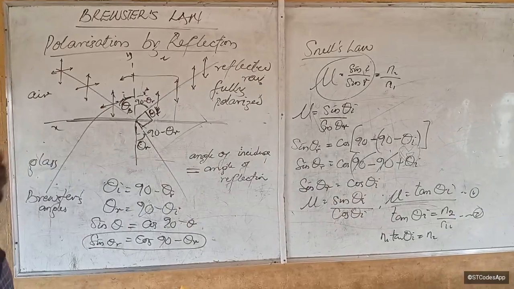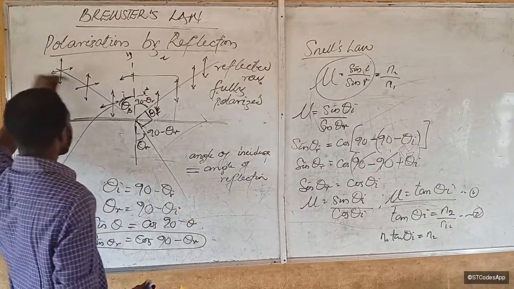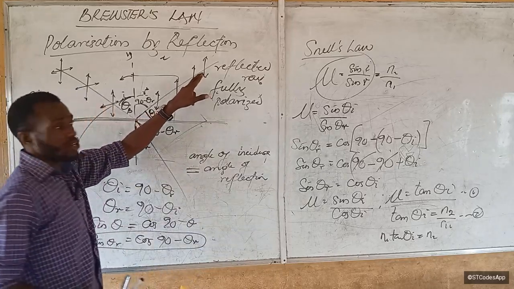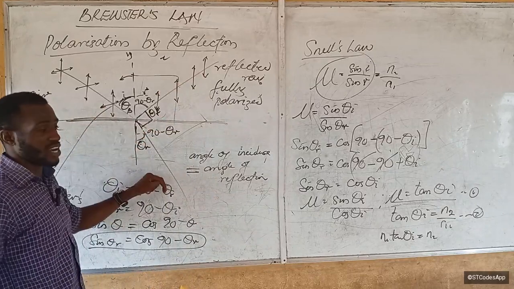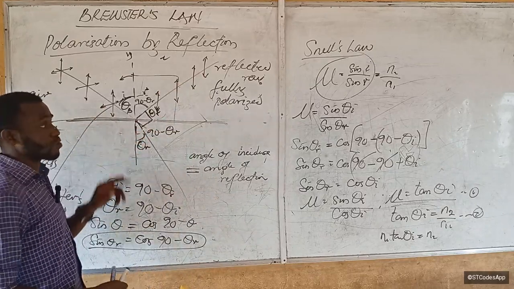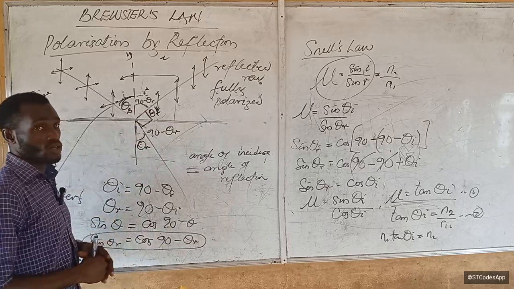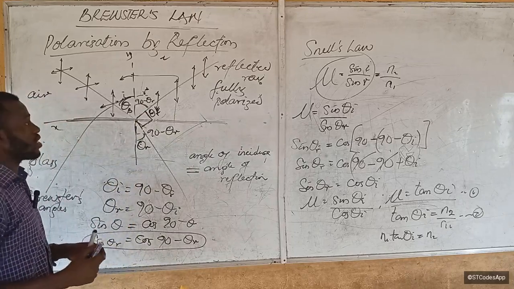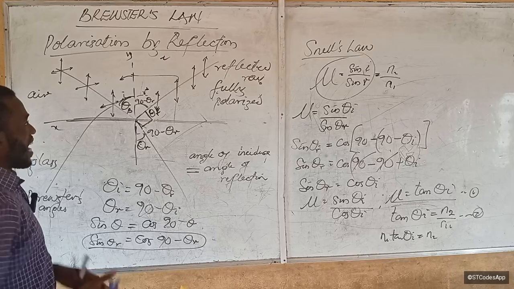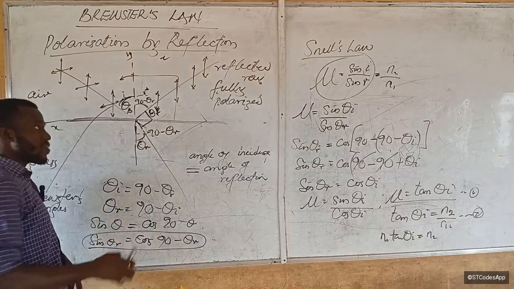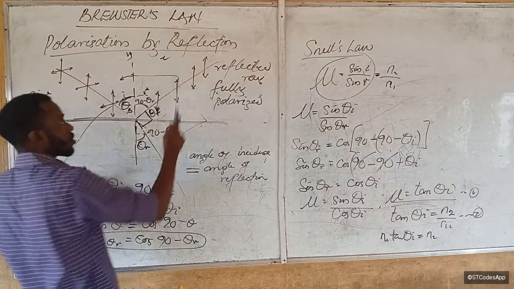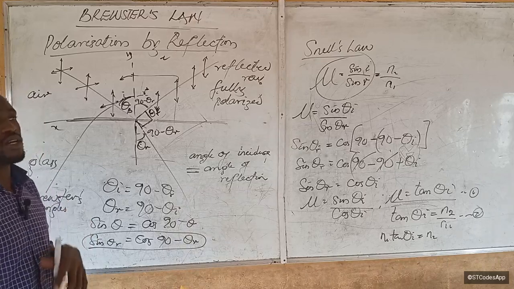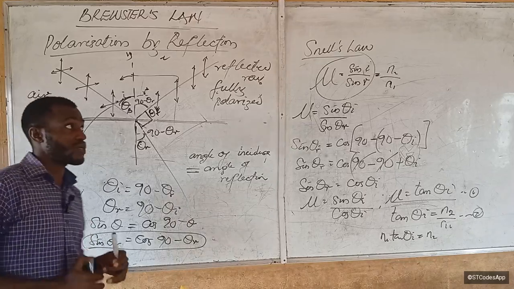Now, what I said about Brewster's law is that at the Brewster's angle, the angle of reflection and the angle of refraction are at 90 degrees to each other. They are at 90 degrees to each other. Okay? So that's what was experimentally discovered. And it is at that point where there is full polarization by reflection. Is that clear? There is full polarization by reflection. Alright, that will be it for Brewster's law.